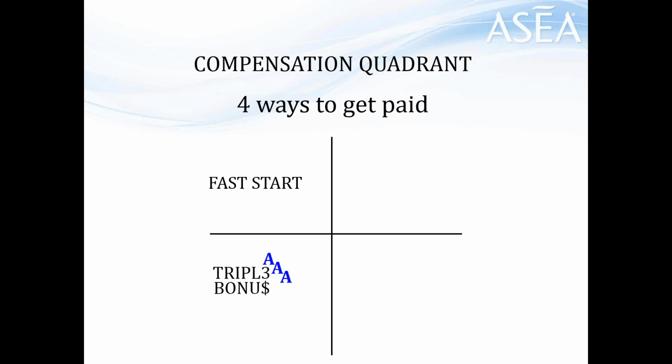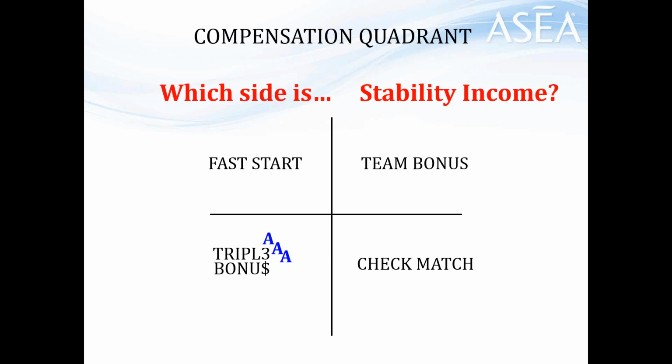There's the AAA bonus, which is the beginning of your monthly residual recurring income. The team bonus starts your wealth building and your retirement building income stream. And then Check Match is the full-on wealth building. There's unlimited earning potential with Check Match.